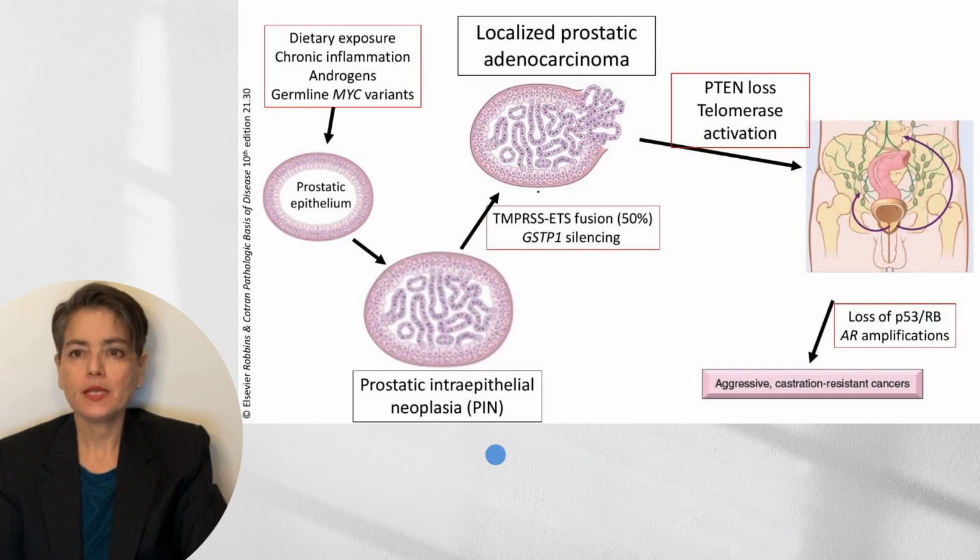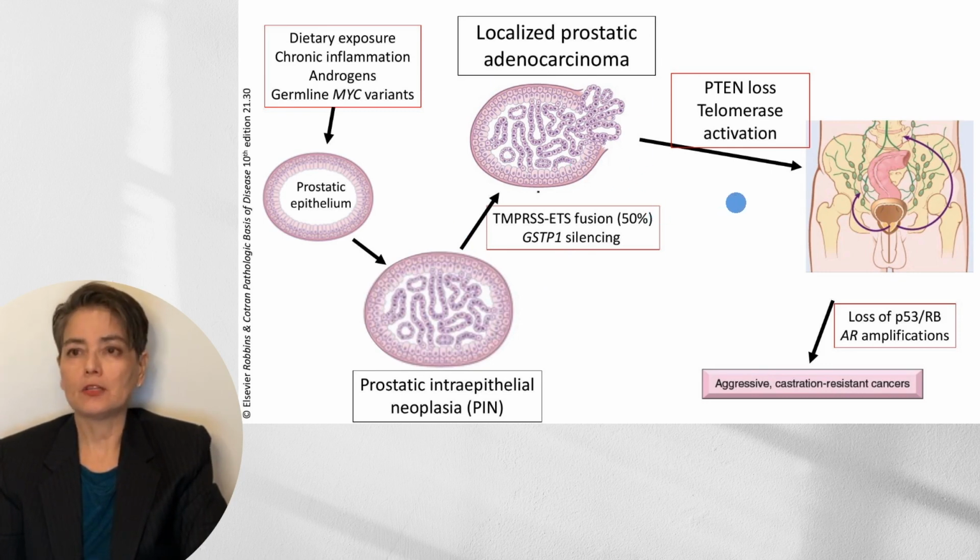So here's a really nice figure from Robbins Pathologic Basis of Disease, showing our progression. So we begin here with healthy prostatic epithelium that is exposed to dietary exposure or toxins, chronic inflammation, androgens, germline MYC variants, something that begins this process that will lead us to prostatic intraepithelial neoplasia. So this is a pre-malignant lesion, a precursor lesion that with additional changes such as the TMPRSS2-ETS fusion or silencing of GSTP1, we can get the development of a localized prostatic adenocarcinoma.